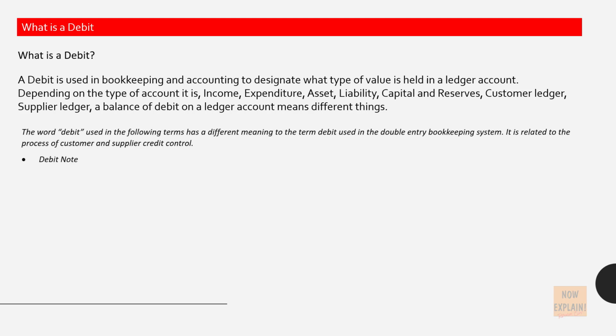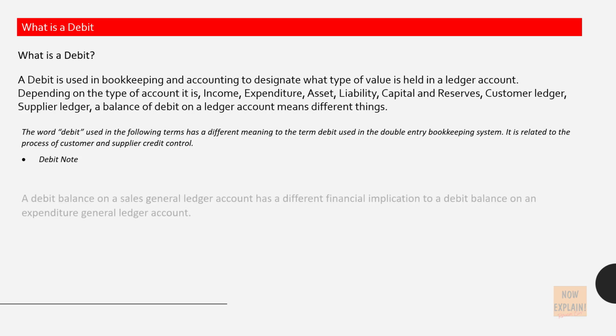Note, the word debit used in the following term has a different meaning to the term debit used in the double entry bookkeeping system. It is related to the process of customer and supplier credit control. That's the word debit note.